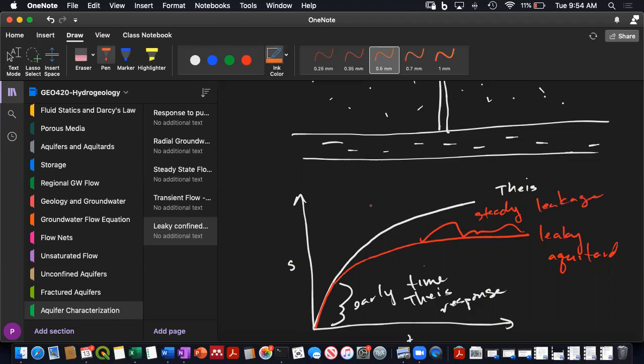And this transition period here, we might actually be releasing water from storage in the aquitard.